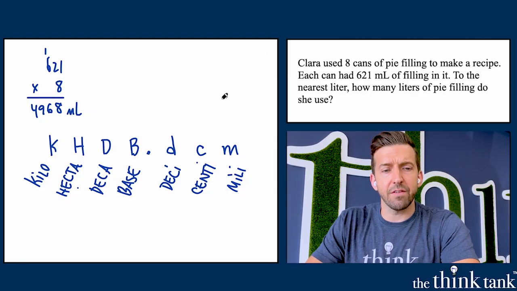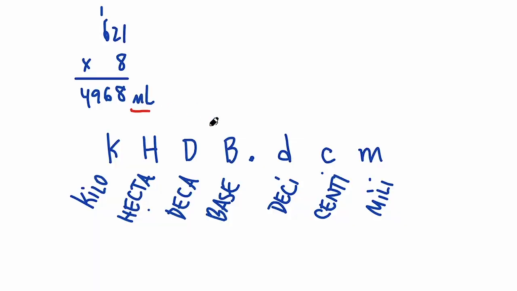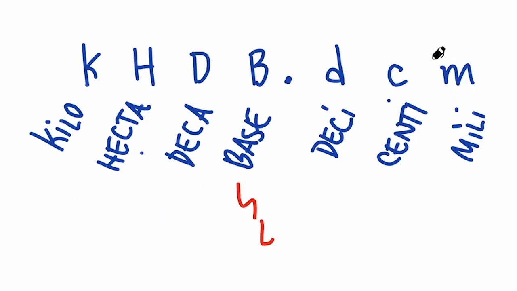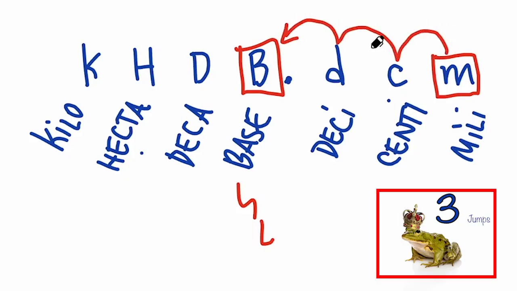But okay, you have that written out in front of you, and we're trying to convert milliliters into liters. Well, liters doesn't exactly show up on here, but remember the base unit could represent liters when we're talking about volumes of liquid. It could also represent grams if we're talking about mass. It could also represent meters if we're talking about distance. But our base unit here in our case is going to be liters.